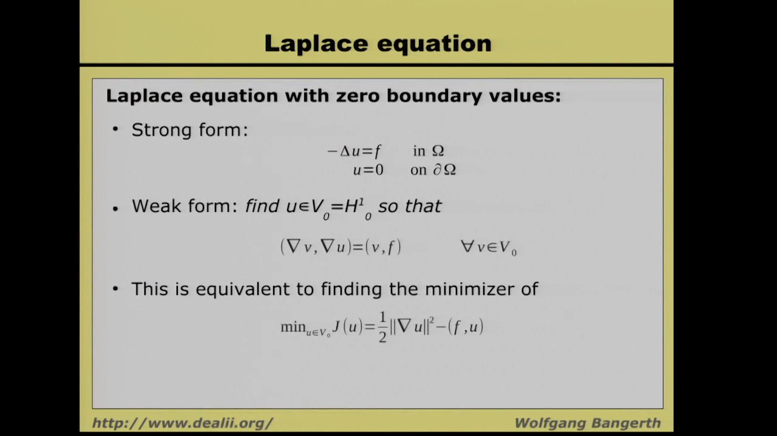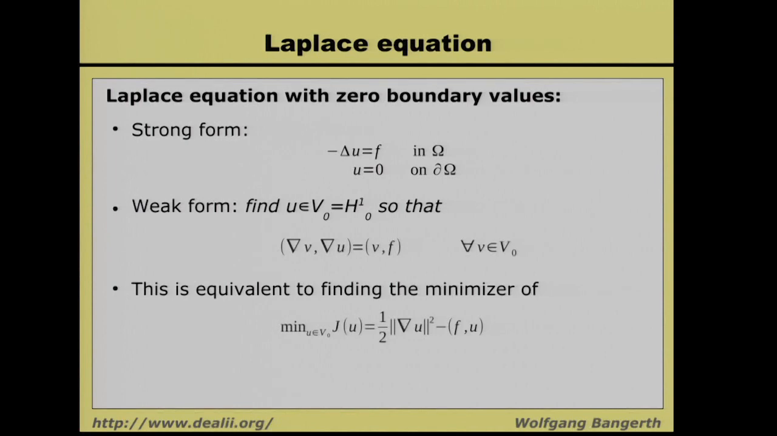So for this one, we know, and you've seen this many times in the previous lectures, what the weak formulation is, namely that grad v times grad u equals v comma f for all v in the test space. And in that particular case, the test space v is V0, which is the same space that we look for solutions in. So u must also come from this space V0. And V0, of course, is the space H10 of functions that have one weak derivative in L2 and are 0 on the boundary.